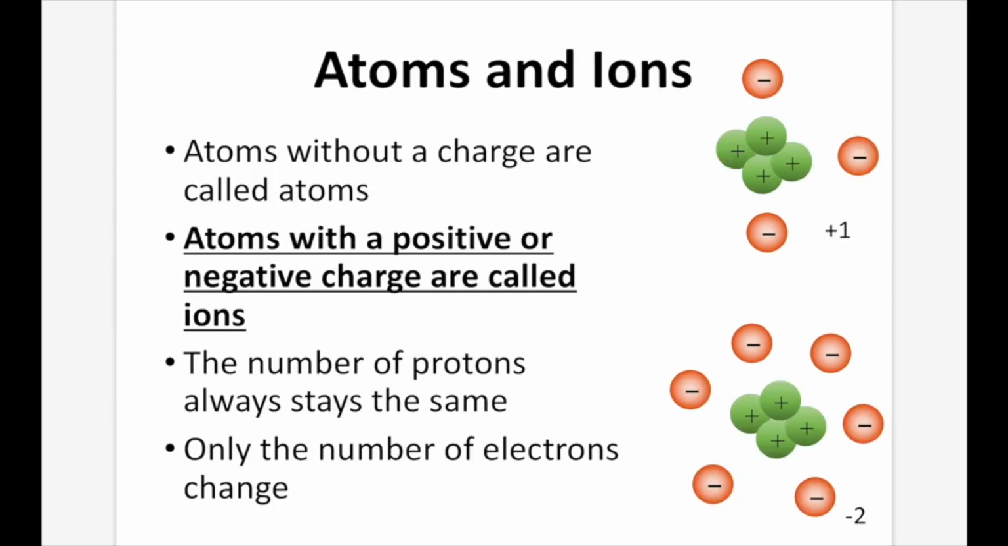Atoms and ions. Atoms without a charge are called atoms. Atoms with a positive charge or a negative charge are called ions. The number of protons stays the same, only the number of electrons change.